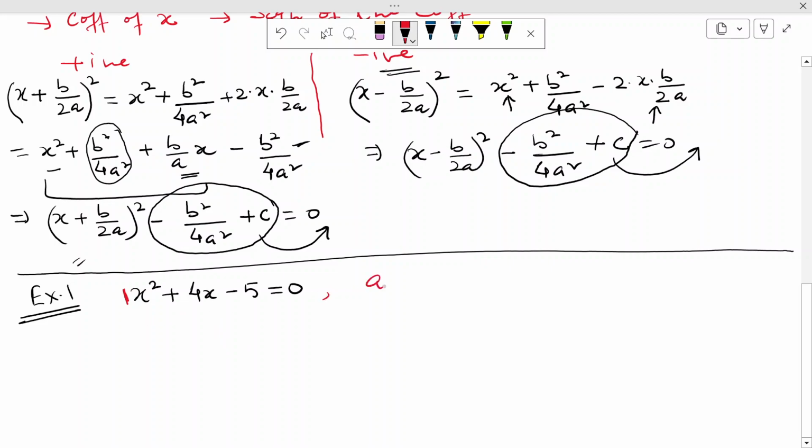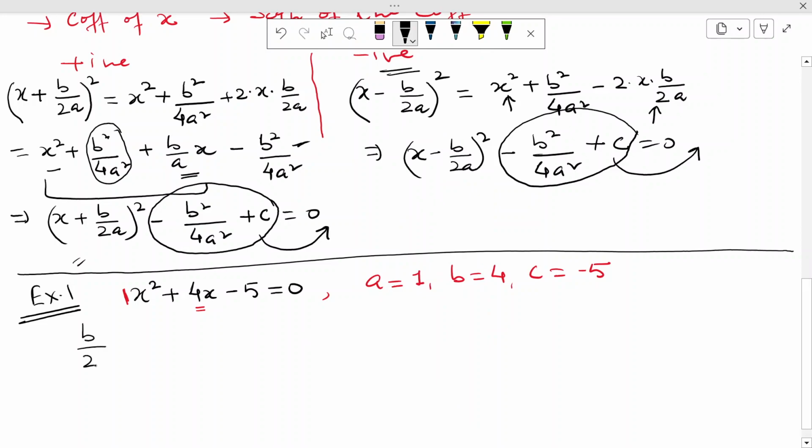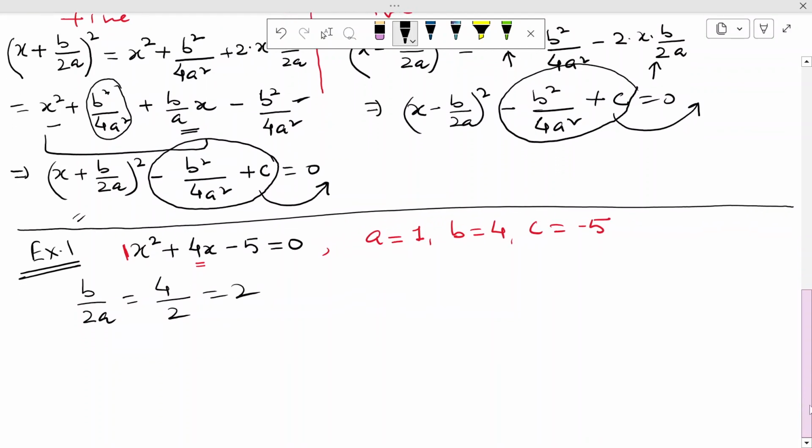Now so from here you are having a is equals to 1, b is equals to 4 and c is equals to minus 5. Now अब आपको क्या करना है, next you have to look at the coefficient of x, which is 4 with positive sign. So what we have to do, we have to consider plus b over 2a. So b means 4 and 2a means here the value of a is 1. So we will consider this b over 2a. Okay. So this b over 2a will be 4 over 2. So this is coming out 2.